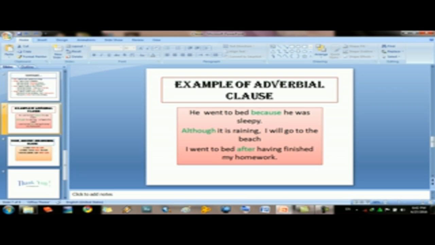Well, these are several examples of adverbial clause. The first is: he went to bed because he was sleepy. "Because he was sleepy" is an adverb of cause. And the second is: although it is raining, I will go to the beach. "Although it is raining" is an adverb of condition. And the last one is: I went to bed after having finished my homework. "After having finished my homework" is an adverb of time.